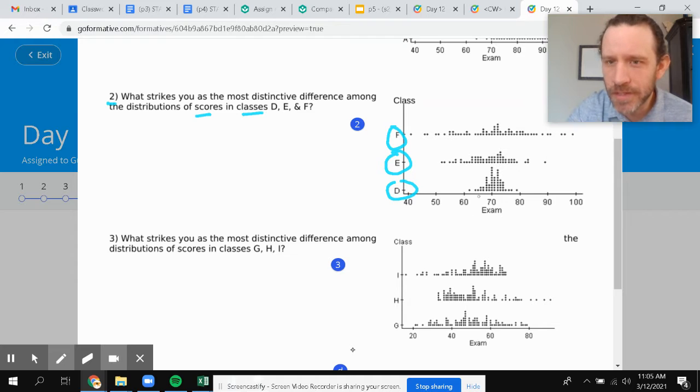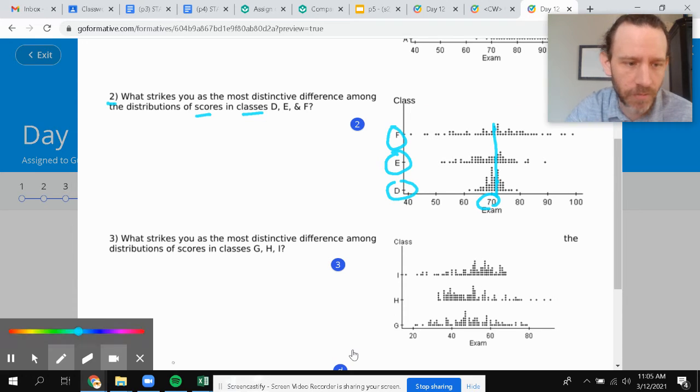So when I look at this and I see the shape, right? If I were to describe the shape of all three of them, we would probably say that they're all roughly symmetric. So that's not much of a difference. And since they're symmetric, they all kind of seem like they line up right here in the middle around 70. So the average, the center, doesn't seem to be hugely different. But what jumps out at me?